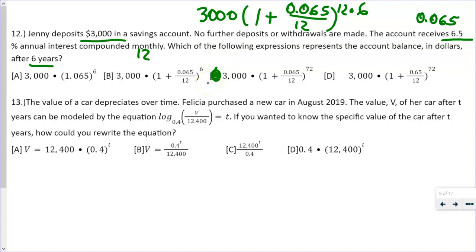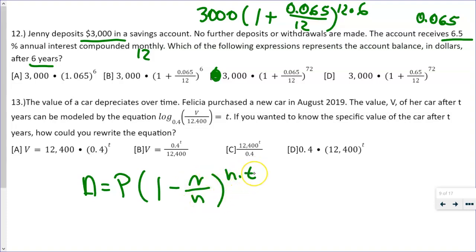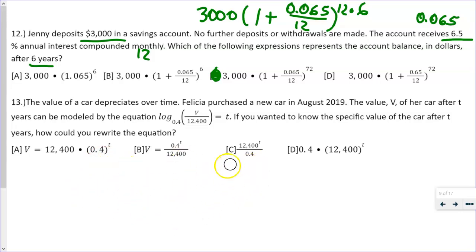The value of the car depreciates over time. So depreciation means, remember, it's A equals P times 1 minus your rate over n, to the n times t. Okay. So the value depreciates after the purchase of the car in 2019. The value V of the car can be modeled by the equation. If you want to know a specific value of the car after t years, how could you rewrite it? So we don't even need the formula right here. All we have to do is rewrite it.